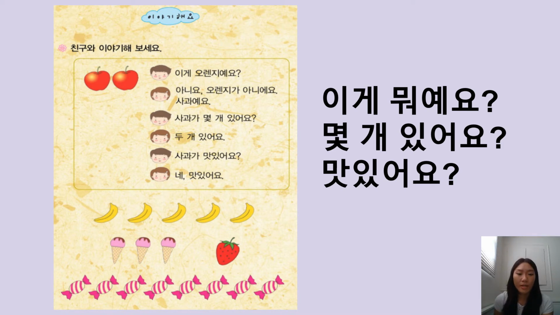So the first question would be 이게 사탕이에요? And then we're going to say 네, 사탕이에요. 사탕이 몇 개 있어요? How many candies are there? Let's see. 1, 2, 3, 4, 5, 6, 7, 8. There's 8. So we're going to say 8개 있어요. 사탕이 맛있어요? Is it good? Is the candy good? We're going to say 네, 맛있어요. Okay? So that is it. And then we're going to go on to the next page.